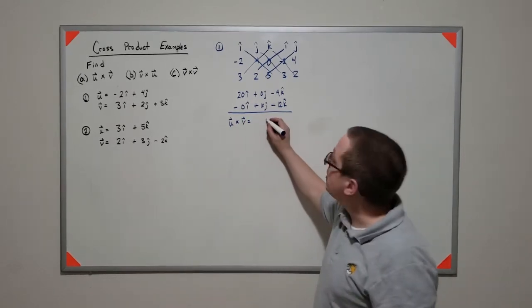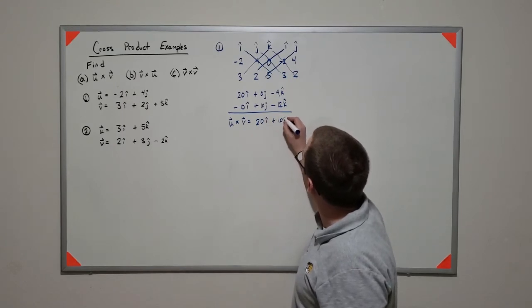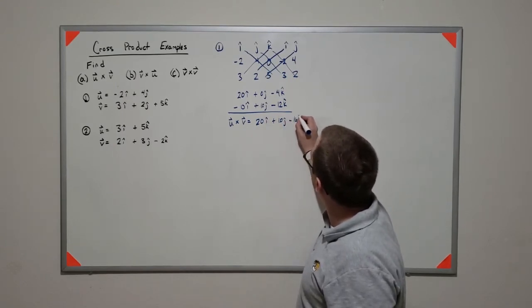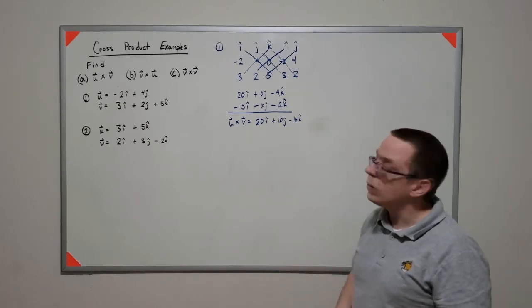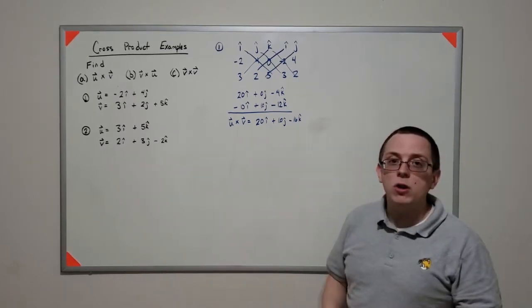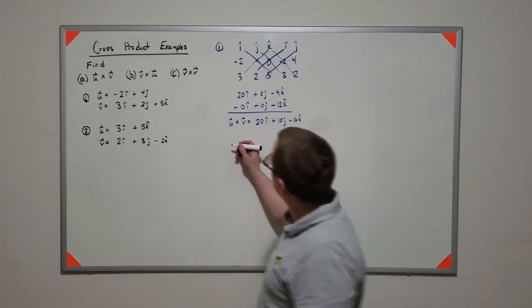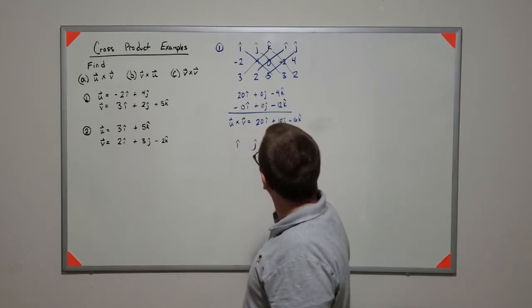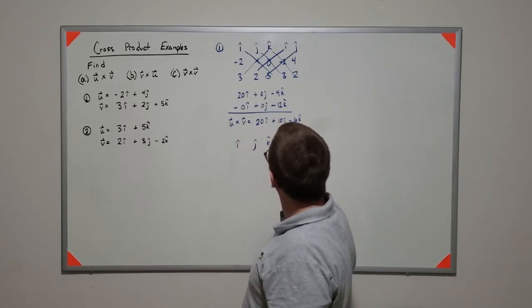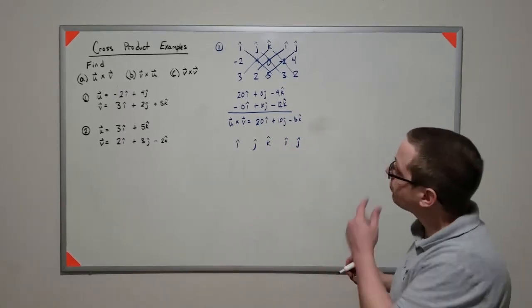So u cross v then is 20i plus 10j minus 16k. And that's u cross v. Now, to get v cross u, we're going to do the same thing.